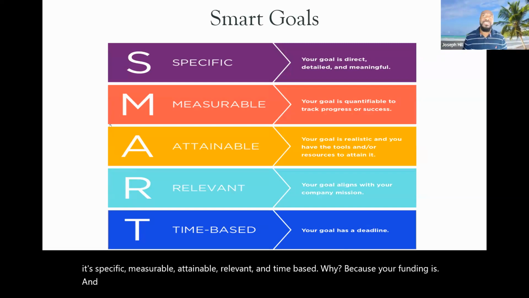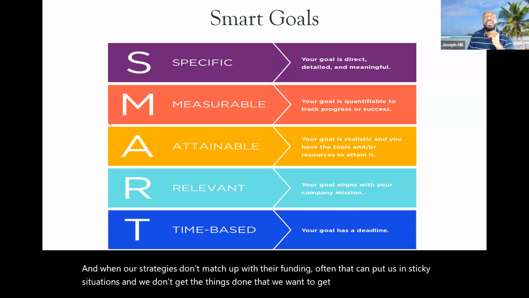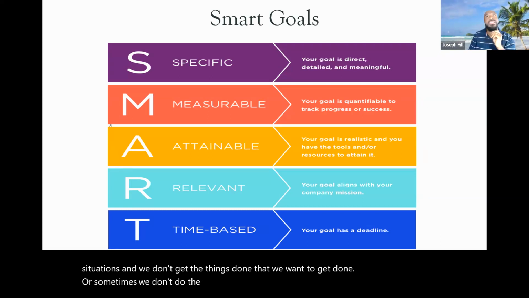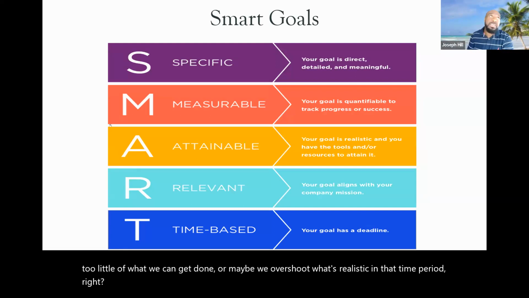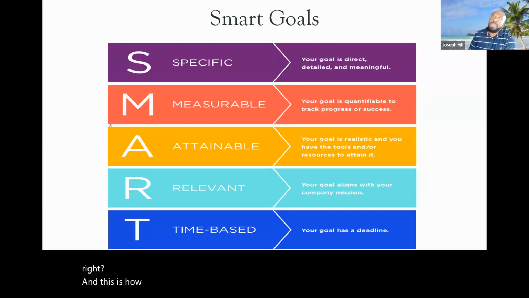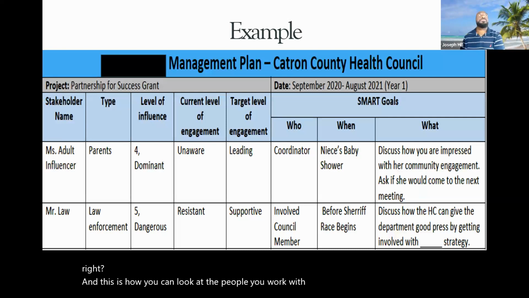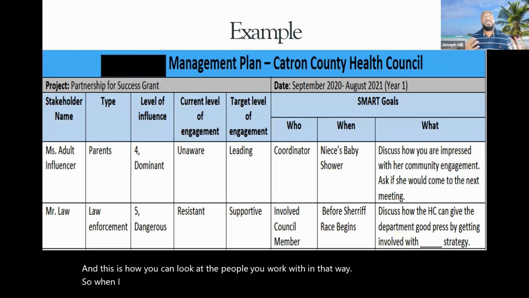And when our strategies don't match up with our funding, often that can put us in sticky situations, and we don't get the things done that we want to get done. Or sometimes we don't do the best job focusing what we need to get done. Maybe we think too little of what we can get done, or maybe we overshoot what's realistic in that time period, right? And this is how you can look at the people you work with in that way. So when I put this back in front of you, hopefully this makes a little more sense.